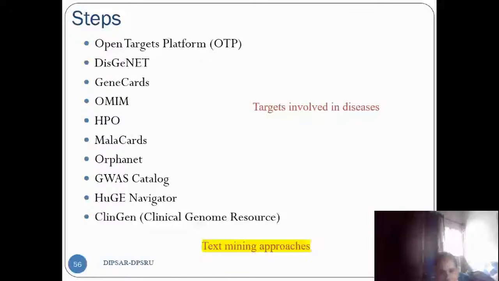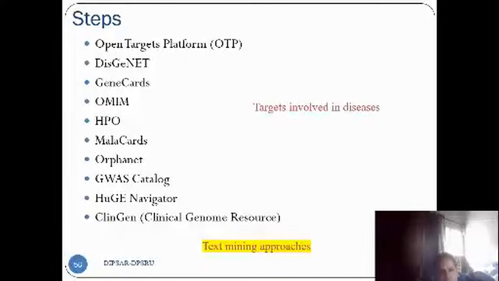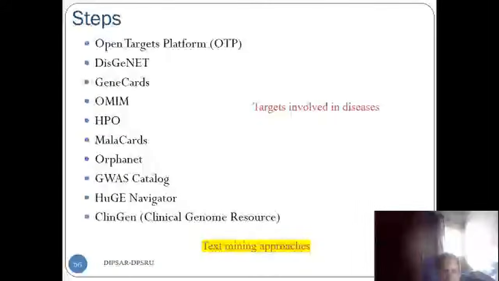You can see that on your screen. This is what you have to do, where you have to pull out the targets which are involved in a particular disease. I hope my voice is clear. So you have target platforms: DisGeNET, GeneCards, OMIM, HPO, MalaCards, Orphanet, GWAS Catalog, Open Targets Navigator, ClinGen. These are all freely available servers from where you can pull out the targets involved in the particular disease in which you are working.